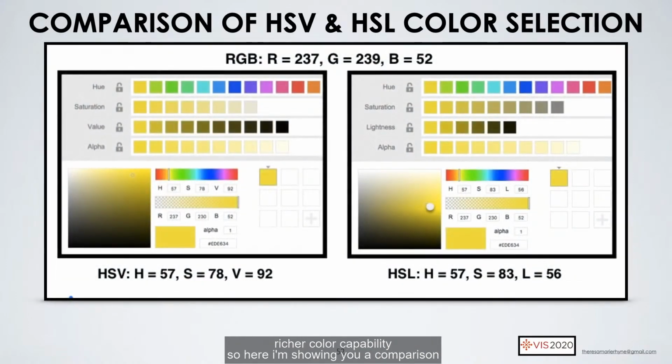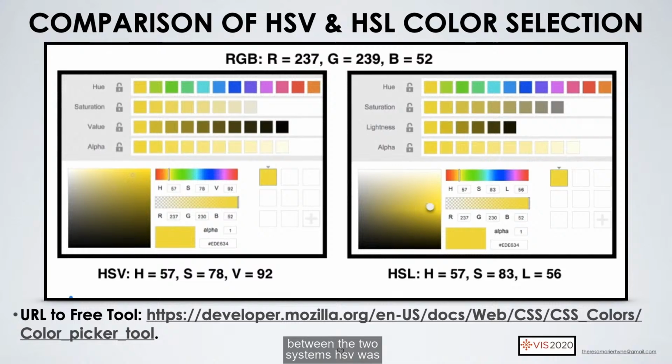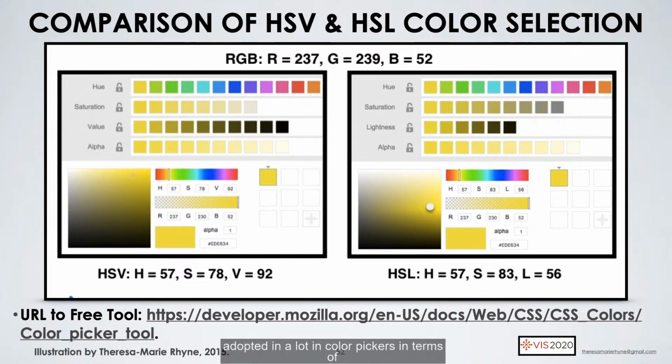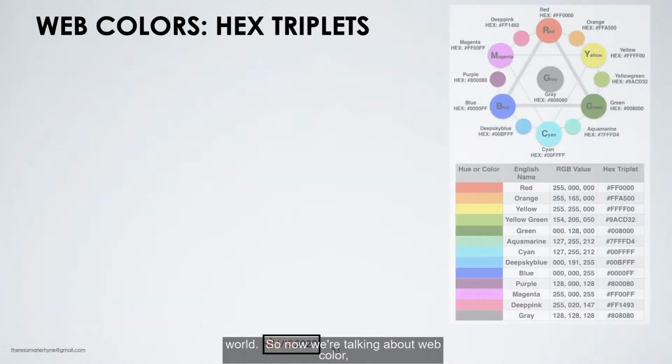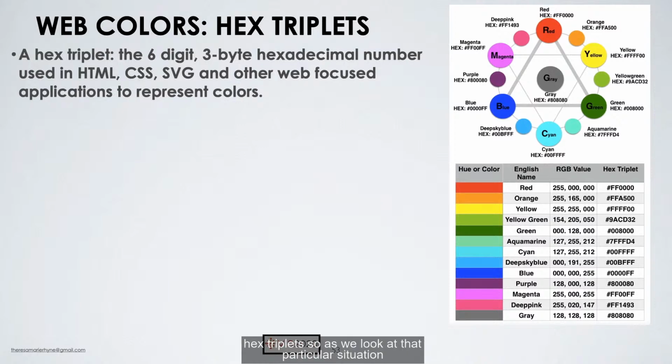So here I'm showing you a comparison between the two systems. HSV was adopted a lot in color pickers on computer displays. HSL became popular with regards to the web world. So now we're talking about web color hex triplets.